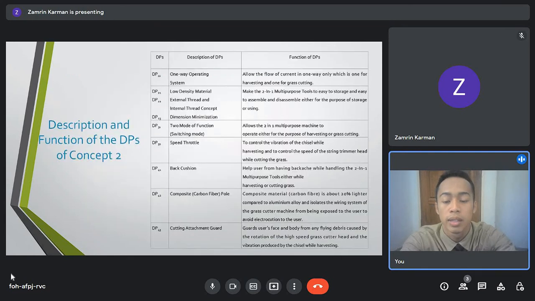So here is the detailed description and function of the second level of DPs for concept 2, which consists of one-way operating low density material, external thread and internal thread concept, dimension minimization, two modes of function with switching mode, speed throttle, back cushion, composite with carbon fiber pole, and cutting attachment guard.